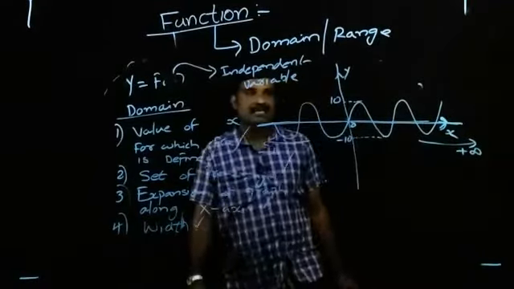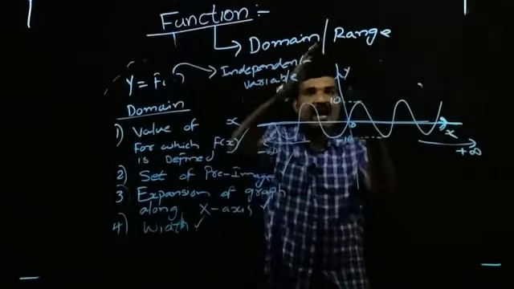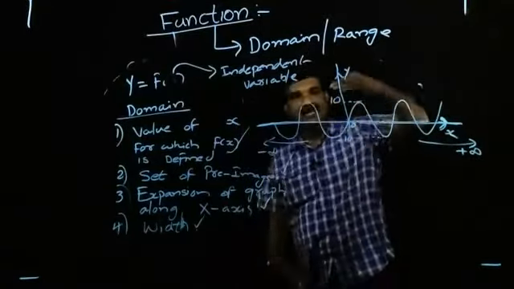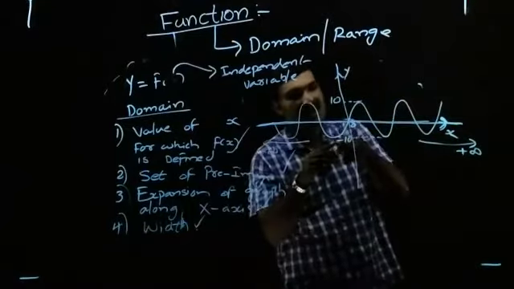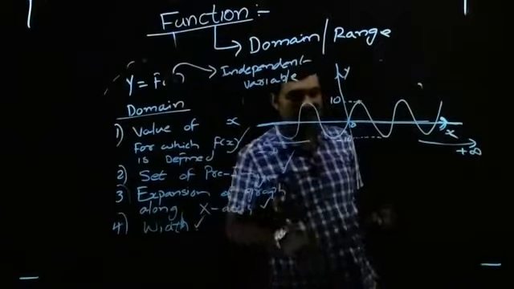Then what about range? Range means this height. That is the value of the function along the y-axis. This is our y-axis. So the maximum value is plus 10, and the minimum value is minus 10.